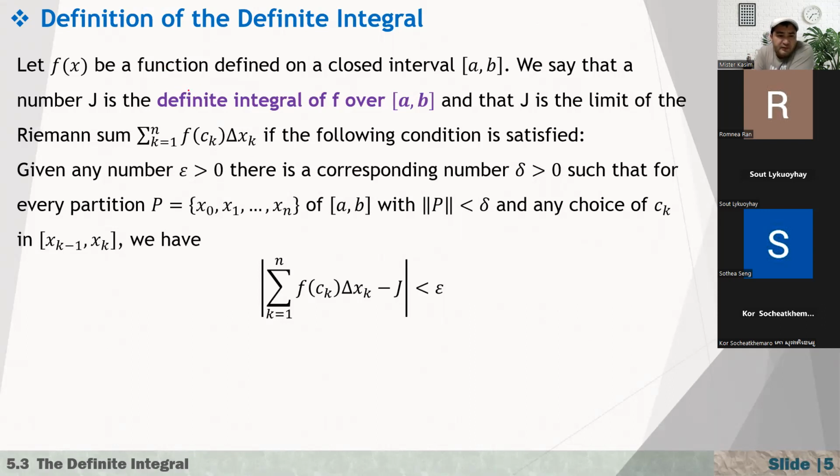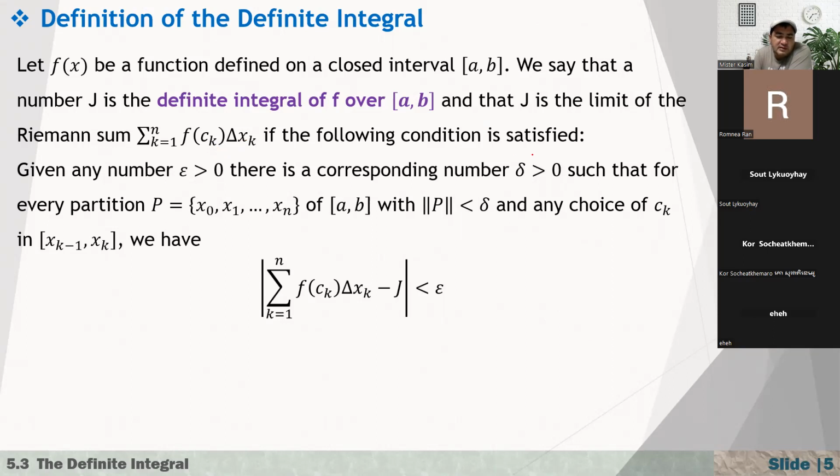So, let f of x be a function defined on a closed interval [a, b]. We say that the number J, a limiting value, is the definite integral of f over [a, b], and that J is the limit of the Riemann sum, if the following condition is satisfied. You should really practice how to form this Riemann sum because, as I told you, in integrals the Riemann sum is one of the most important concepts. I'm going to ask for sure one question in the final exam: forming a Riemann sum and evaluating the area using the limits of this Riemann sum.